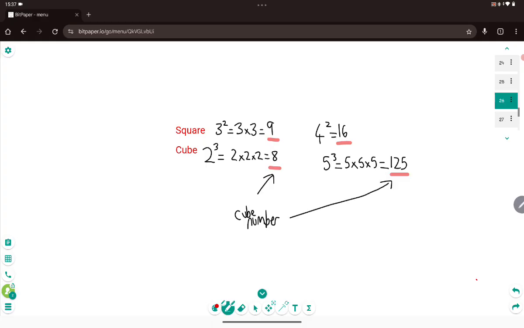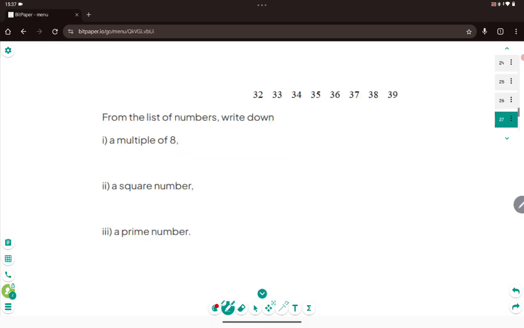Right, now we will answer some exam questions. You might want to put me on pause, unpause when done. So, from the list of numbers, write down a multiple of 8. So we're looking for a number in the 8 times table. 32 is in the 8 times table, right? 8, 16, 24, 32.